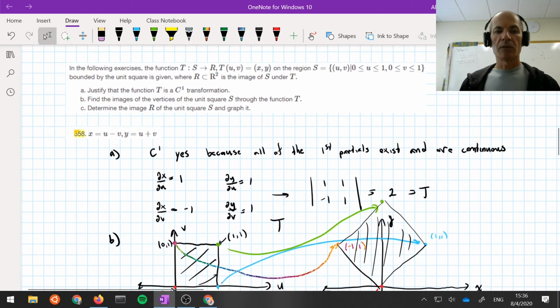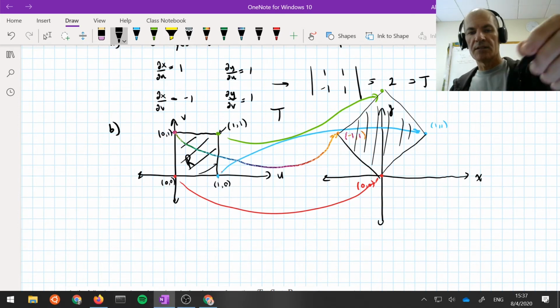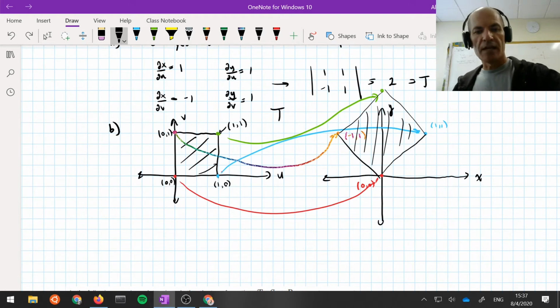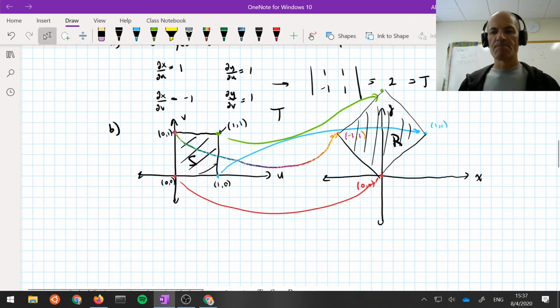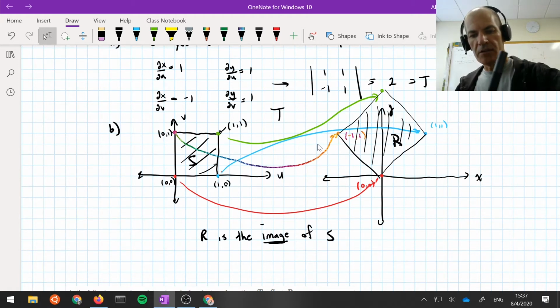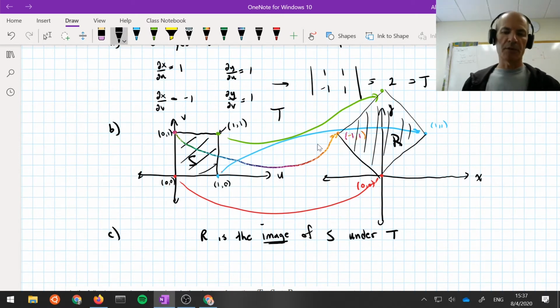Finally, we want to determine the image R of the unit square S and graph it. We kind of have done that. So this is R in the domain, and this is, oh, I'm sorry. This is S in the domain, and this is R in the codomain or in the range. All right, and we would say that R is the image of S under the transformation T. R is the image of S under T. So that's part C. And the graph is really part C.